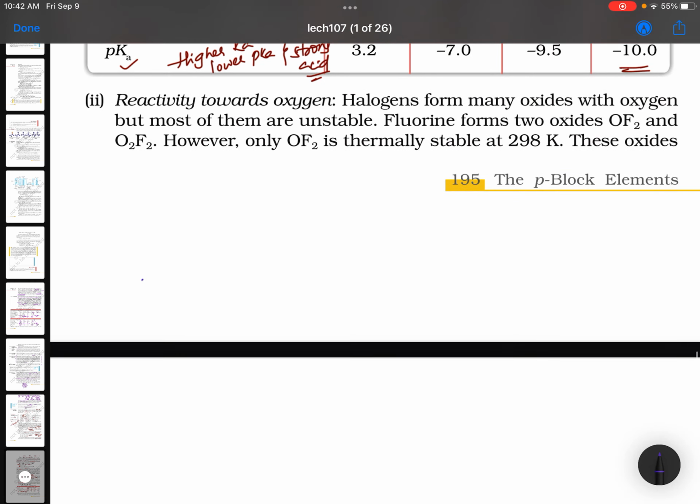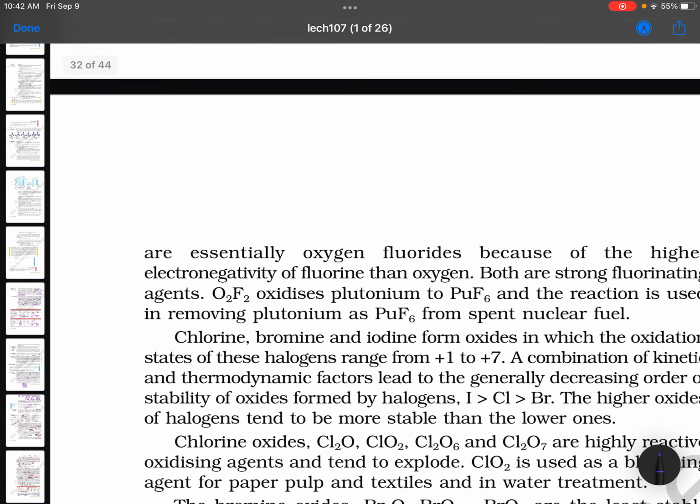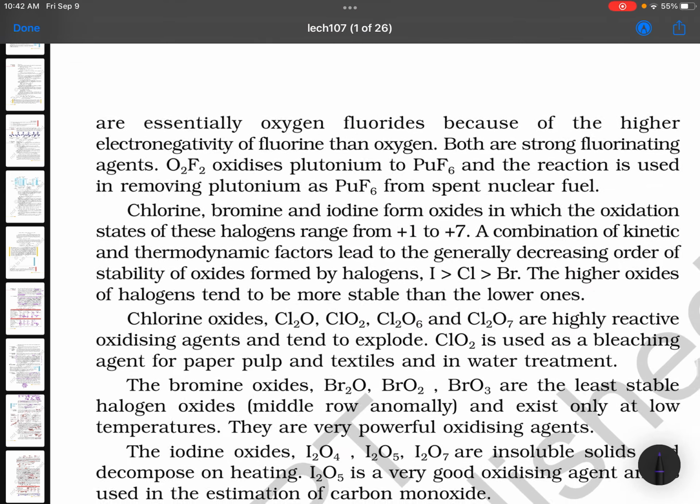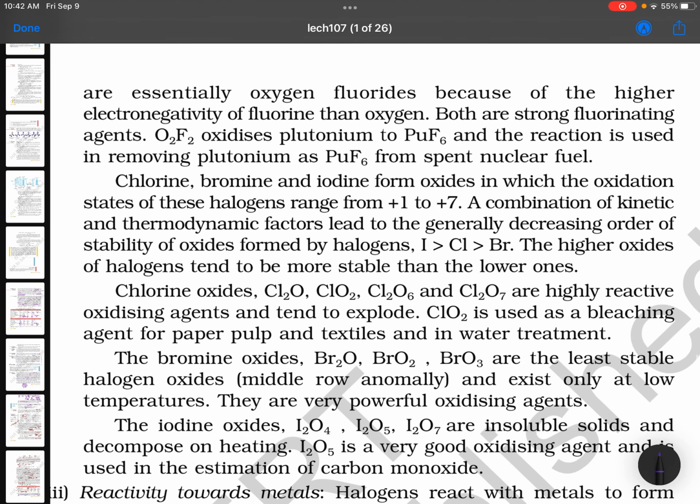Reactivity towards oxygen. Halogens form many oxides with oxygen, but most of them are unstable. Fluorine forms two oxides, OF2 and O2F2. However, only OF2 is thermally stable at 298 Kelvin. In these two, the oxidation state of oxygen is very special. Here it is plus 2, here it is plus 1. These oxides are actually called oxygen fluorides because of the higher electronegativity of fluorine than oxygen. Both are strong fluorinating agents.